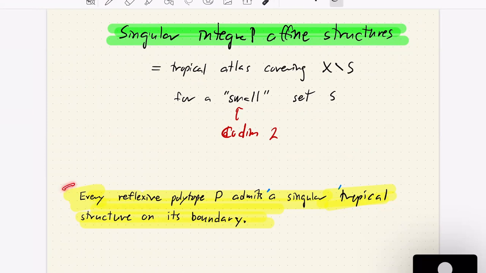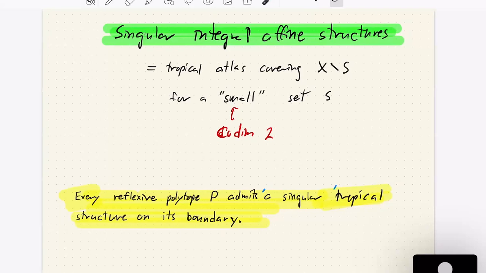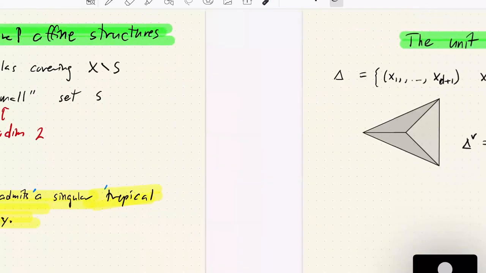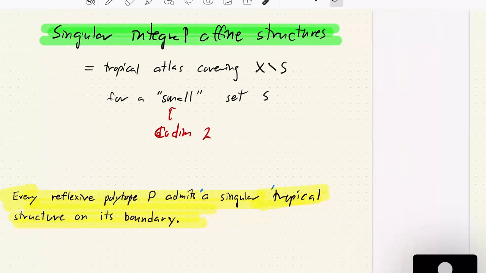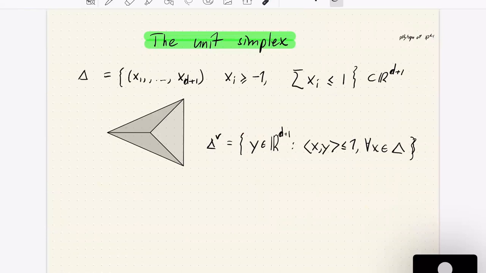Okay, and an important point is that every reflexive polytope admits a singular tropical structure. Tropical is a slightly stronger notion than integral affine. Every reflexive polytope admits a singular integral affine structure on its boundary. A reflexive polytope is a lattice polytope whose dual is also a lattice polytope. The fan of Gorenstein, or something like that. So the toric manifolds are not necessarily smooth.